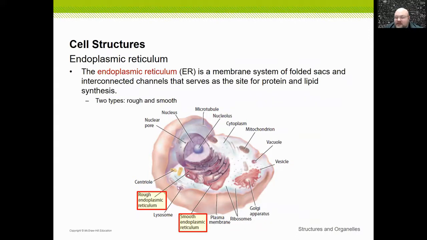Next, we have the endoplasmic reticulum. There's a rough endoplasmic reticulum and a smooth endoplasmic reticulum. The difference is whether they're covered or not. We'll get to that soon. The endoplasmic reticulum, or the ER, is a membrane system of folded sacs and interconnected channels that serve as the site for protein and lipid synthesis.